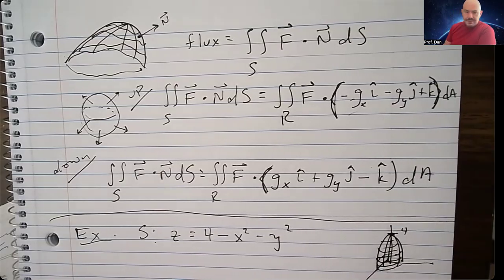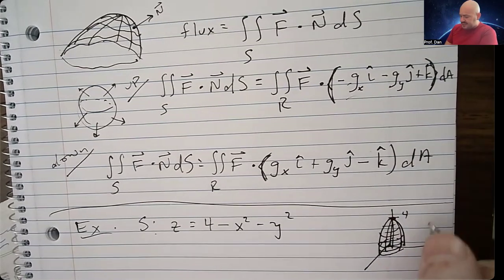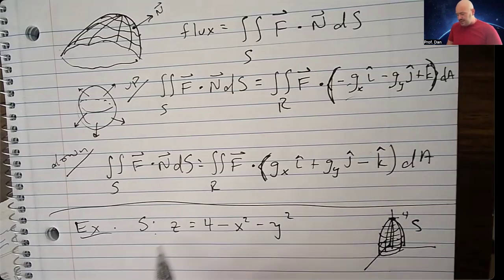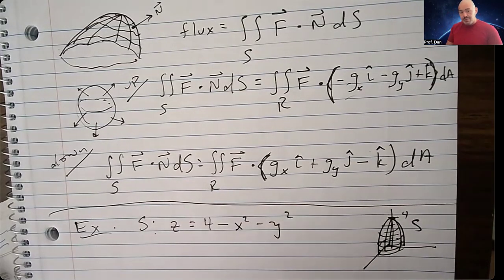There we go. All right, so that's our surface S. And lucky for us, it's already written in a way where z is isolated, so we don't have to solve for z like we have in a couple of these examples. What other stuff are we told?